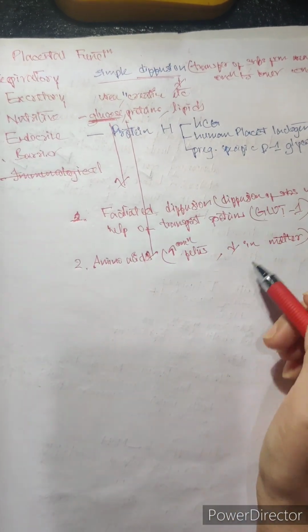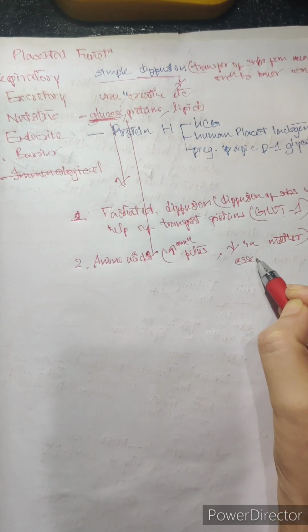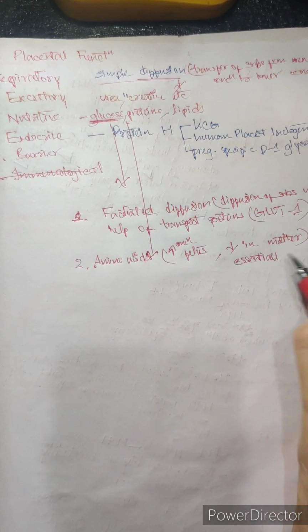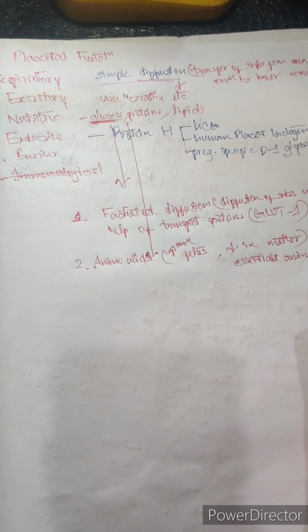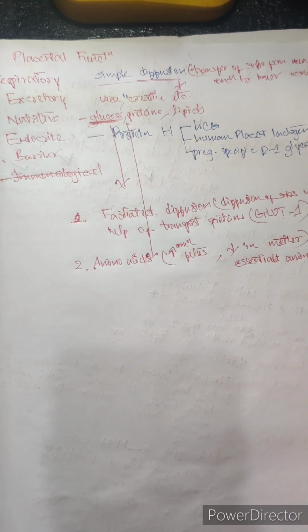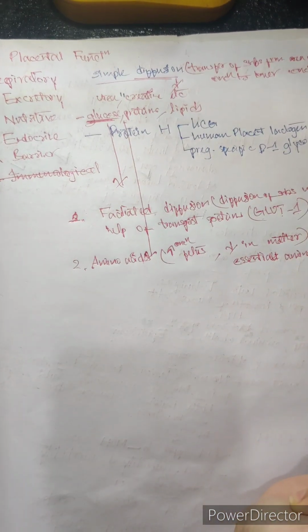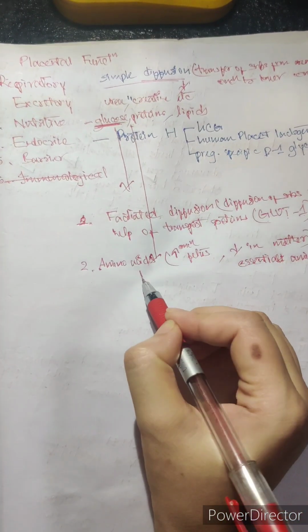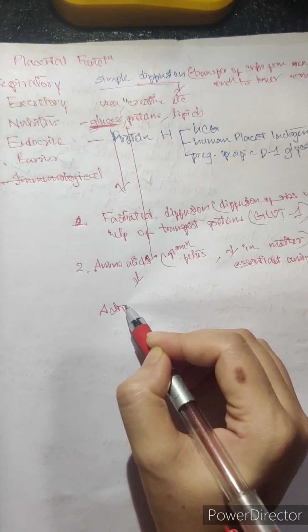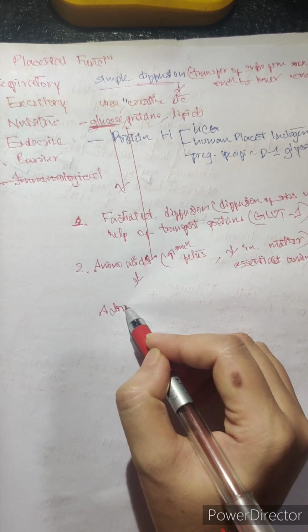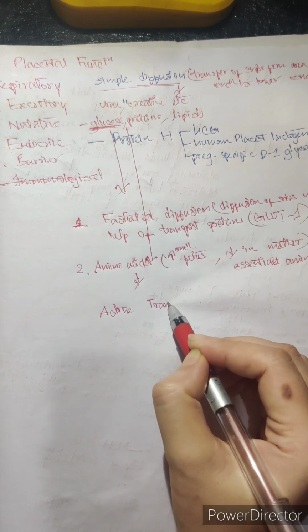Okay, so these amino acids basically are essential amino acids. These amino acids are transported by the process known as active transport.